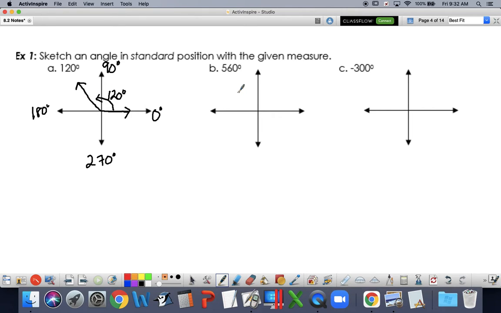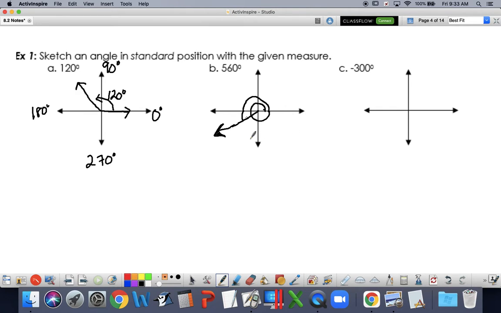Now let's talk about 560 degrees, right? Again, I have the exact same setup. If I rotate all the way around, I've only gone 360 degrees. So I need to go another 200 degrees. To go another 200 degrees to get to 560 degrees, I go here to go 180 degrees more and then a little bit more. So my 560 degree angle is right here.